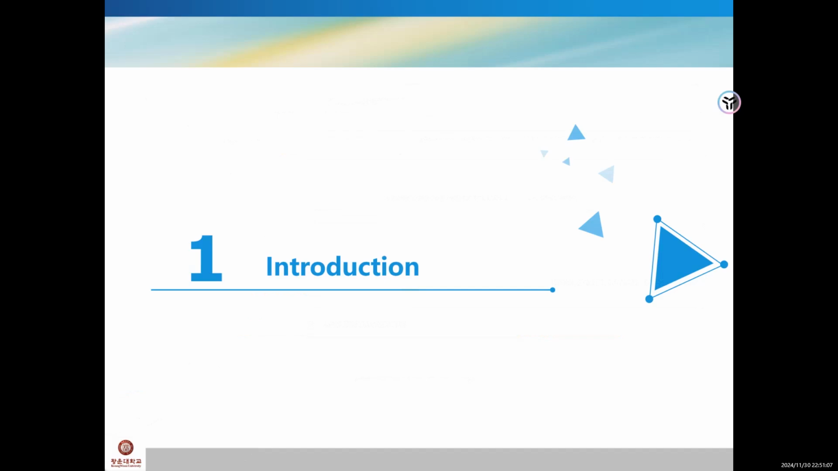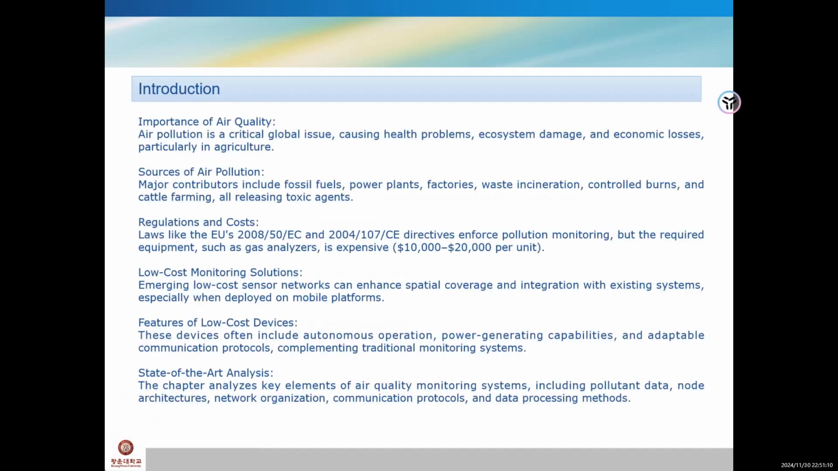The first title, Introduction. The importance of air quality. Air pollution is a critical global issue, causing health problems, ecosystem damage, and economic losses, particularly in agriculture. Sources of air pollution. Major contributions include fossil fuels, power plants, factories, waste incineration, control burns, and cattle farming, all releasing toxic agents.